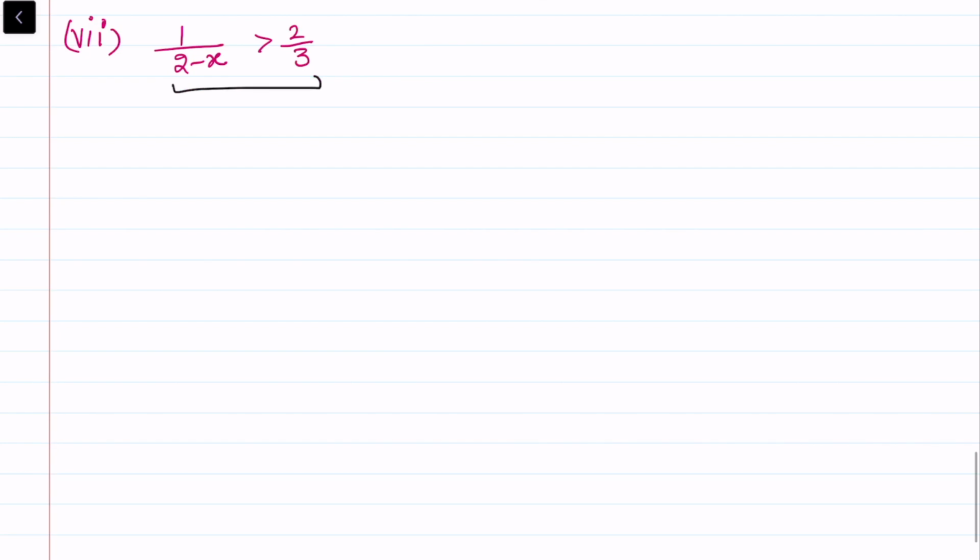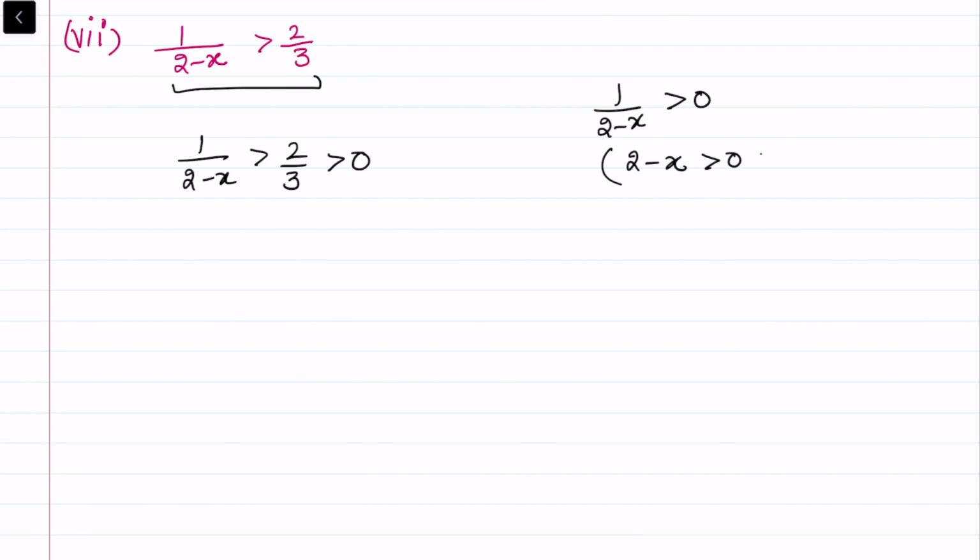Now in the seventh problem, it says 1 upon 2 minus x is greater than 2 by 3, which is positive. 2 by 3 is a positive value. So we can see that 1 upon 2 minus x is greater than 0. This is possible only when 2 minus x is positive. When 2 minus x is positive, I can simply reciprocate this term. And why can we reciprocate this term? You can see that if I say 3 is bigger than 2, then obviously 1 by 3 is smaller than 1 by 2. So the inequality sign gets changed. So here when I reciprocate this quantity, the inequality sign will get changed.